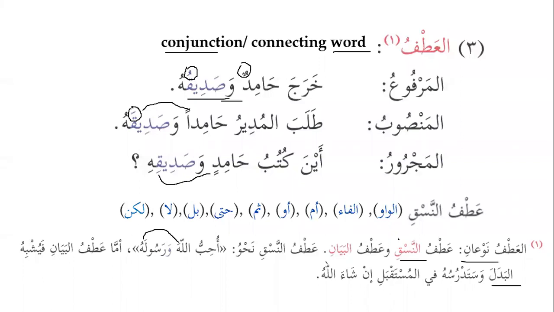Atf nasq: these are the huruf that are used for atf, for conjunction or connecting ideas. What are those? Waw, fa, am, aw. So we have taken them. Waw, fa, and am already. أو also, ثُمَّ, yes. And حَتَّى, بَل, and لَا, they are used as حُرُوفِ عَطْفٍ as well. And لَا can also, we have taken this one as well.